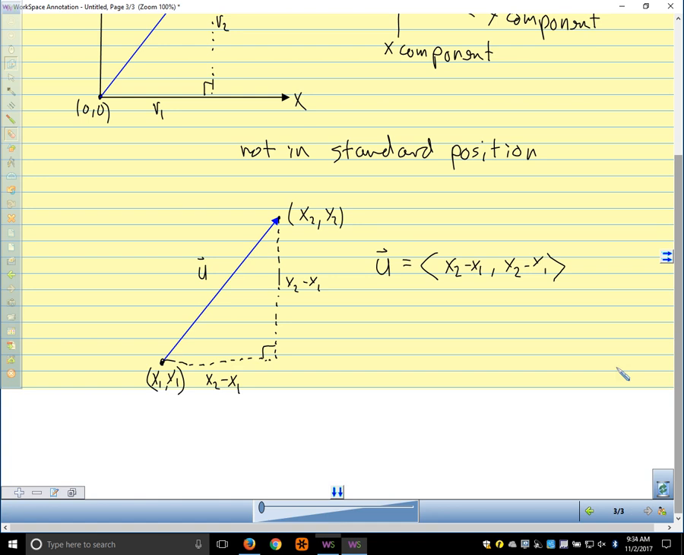And that tells us how far we go from this point in the x direction, and then how far we go in the y direction to get from here to here. And we would call this, again, the x component and the y component. So that would be the component form of a vector.